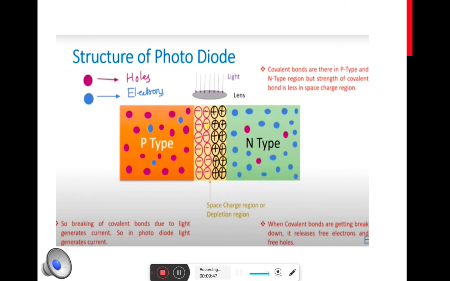When the p-type material and the n-type material are fused together, a space charge region, or depletion region, is developed. The space charge region or the depletion region has positive ions on the n side and negative ions on the p side.